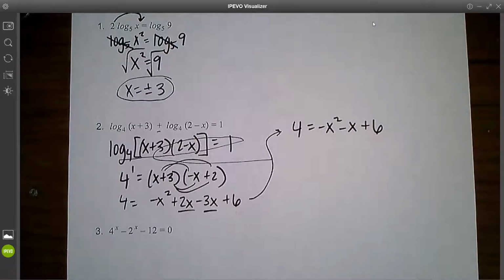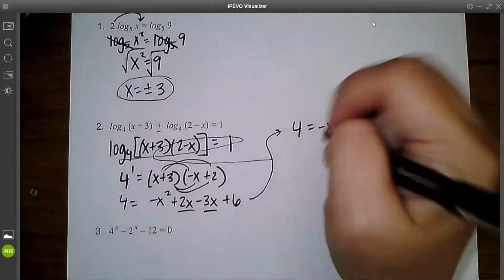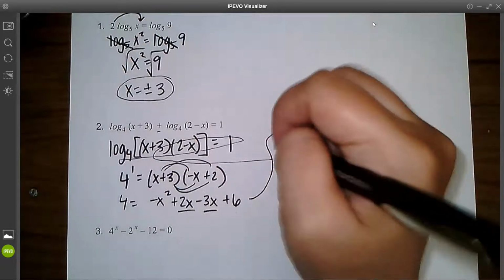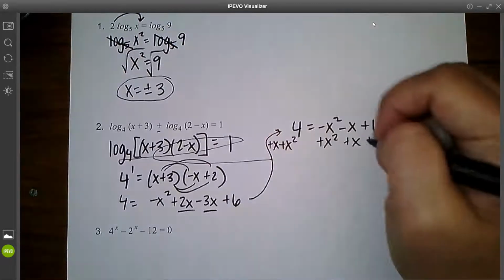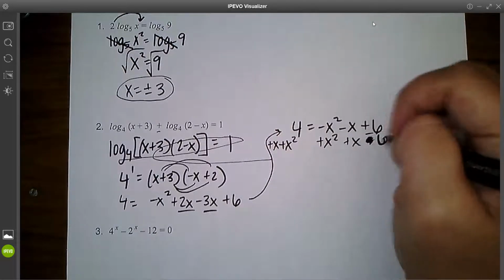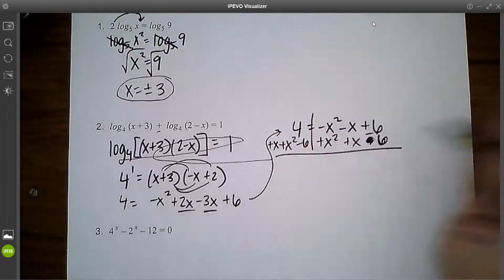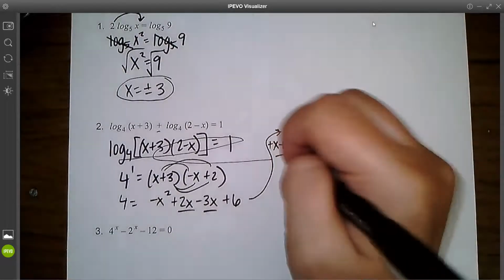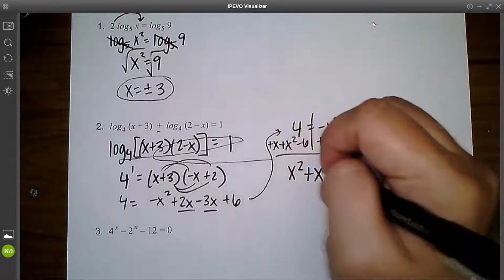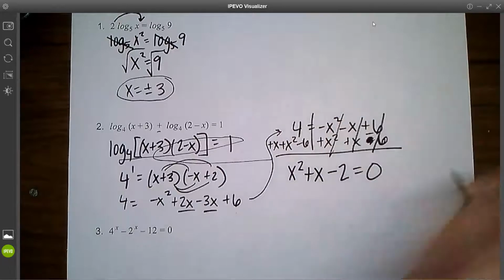I'm going to rearrange this so that I have 0 on one side so I can solve by quadratic formula, factoring, or graphing. And I want my x squared term to be positive, so I'm going to move everything to the left. So I'm going to add x squared to both sides, add x, and subtract 6. So I get x squared plus x minus 2 equals 0.